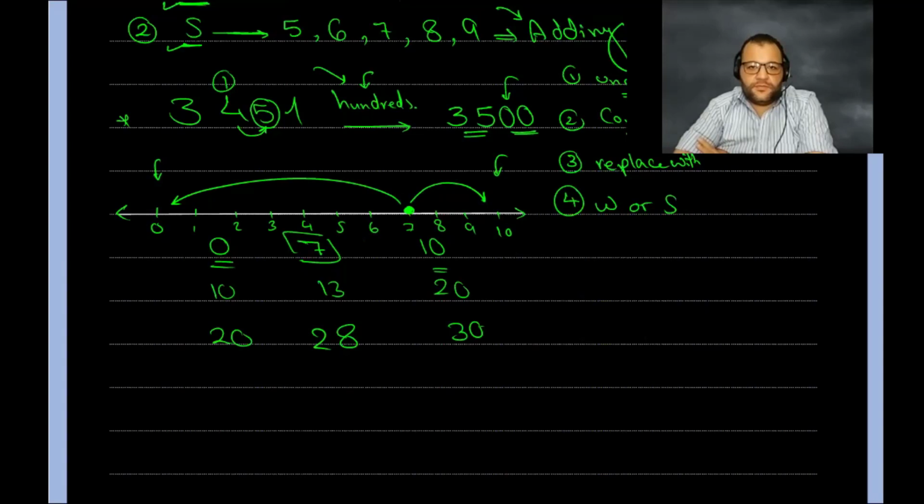The shortest one is on the right. On the right, to 10. It means 7 is near to 10. It is rounded to 10. It is closest to 10.